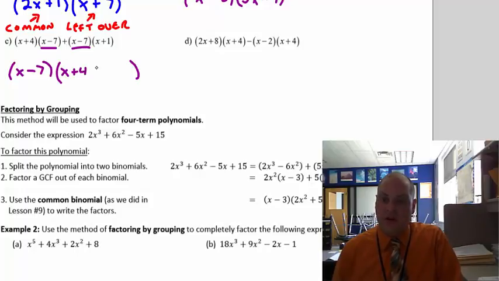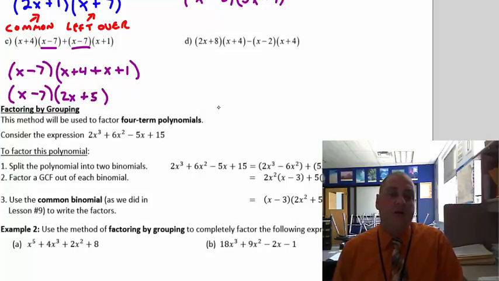And also what's left over here? x plus 1. So all the leftover stuff, you could put it together. And now we're going to combine because we have like terms. So again, x minus 7 is the common binomial, and we can combine the leftover stuff. x plus x is 2x, and 4 and 1 is 5. So you're left with x minus 7, 2x plus 5. So right here, these would be your factors.